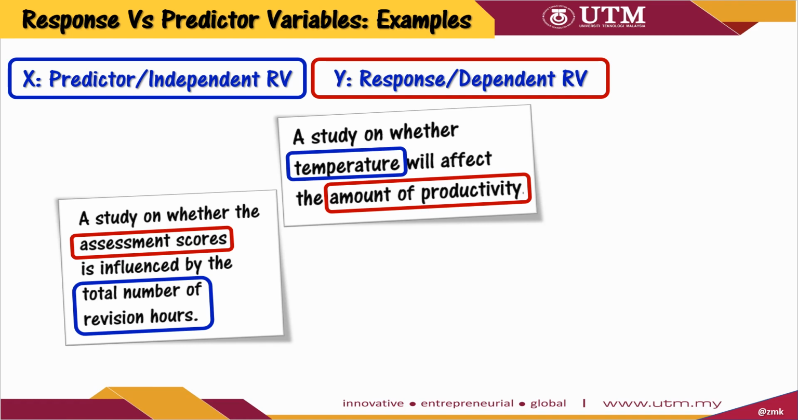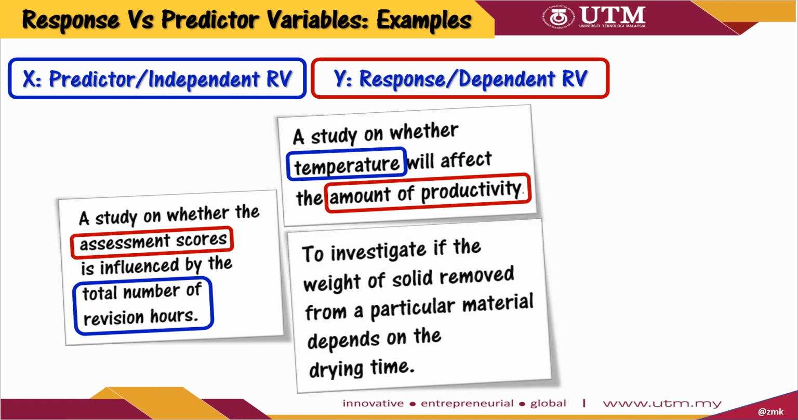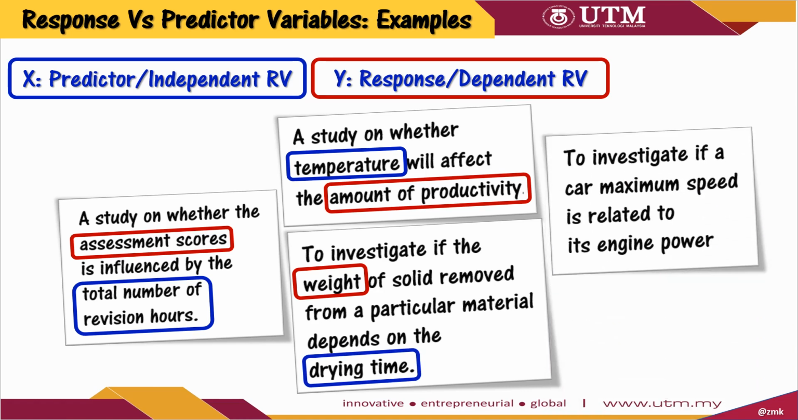In the next example, to investigate if the weight of solid removed from a particular material depends on the drying time, obviously, response variable Y should be the weight as it depends on the drying time, and thus the drying time should be the predictor variable X. In the last example, to investigate if a car maximum speed is related to its engine power, here Y is clearly the car maximum speed, whereas X is the car's engine power.